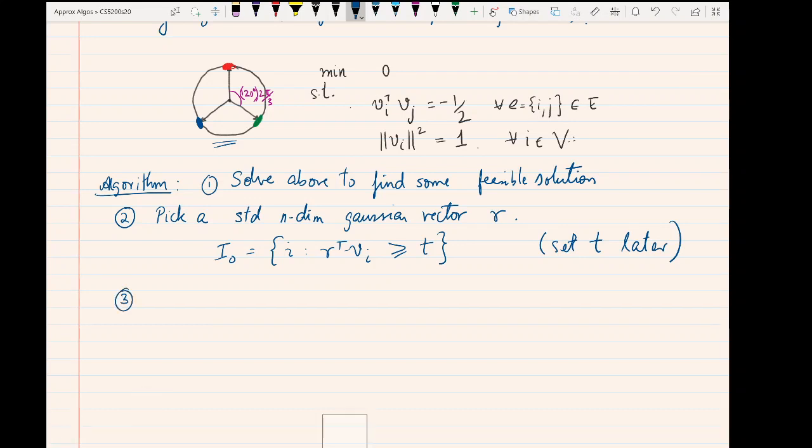And within I0, we look at which points have got no neighbors. So this is the pruning step, which is similar to the randomized rounding using the LP. We did a similar thing. We first found a candidate big set and we pruned it down.